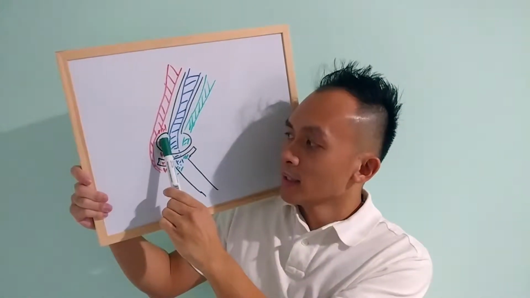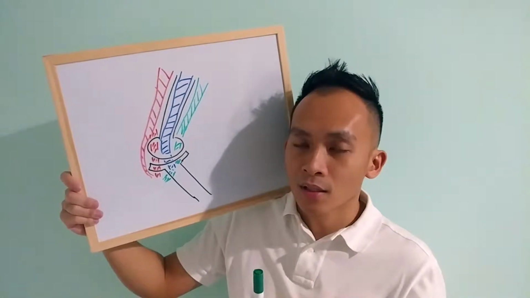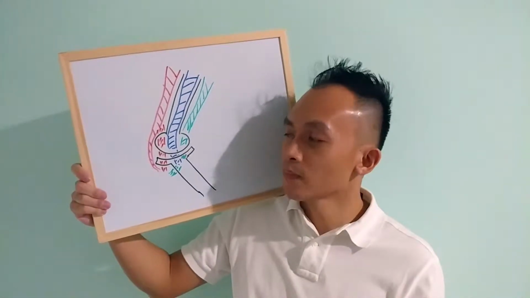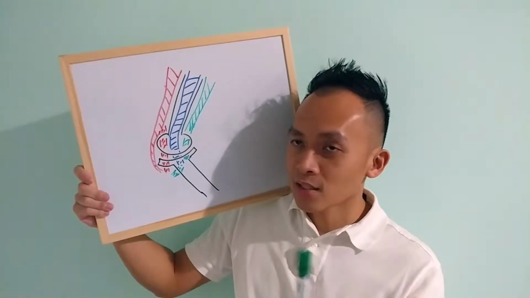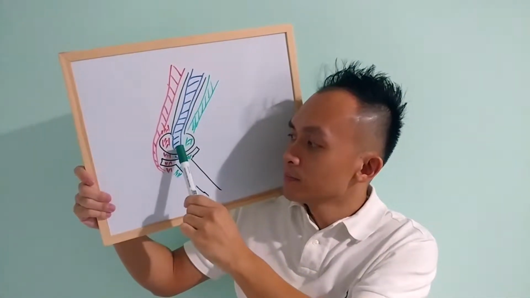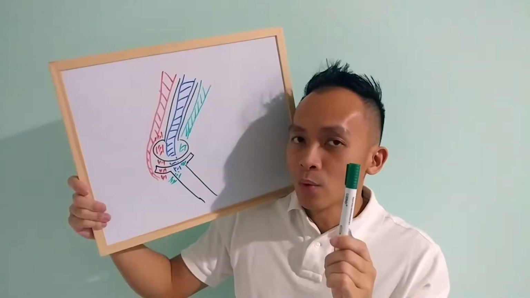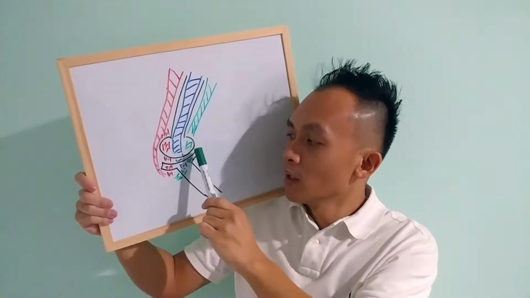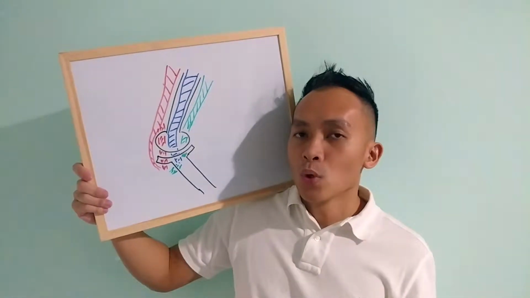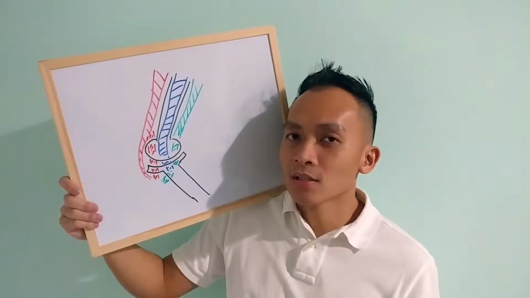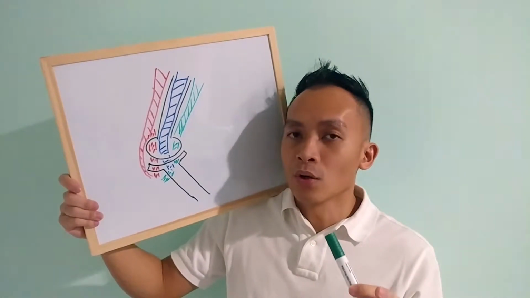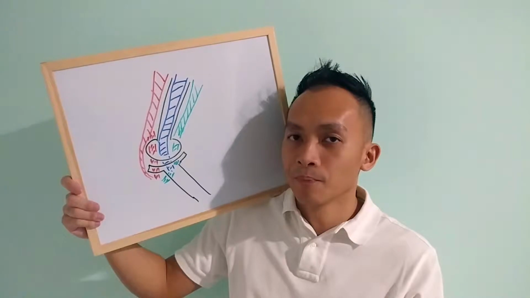This particular one that's coming to the side is what we call the vastus medialis. We have the adductor group muscle, which is the blue one, and then the hamstring group muscle, which is the green one. All of these muscles or groups can actually give you the sensation of medial knee pain.